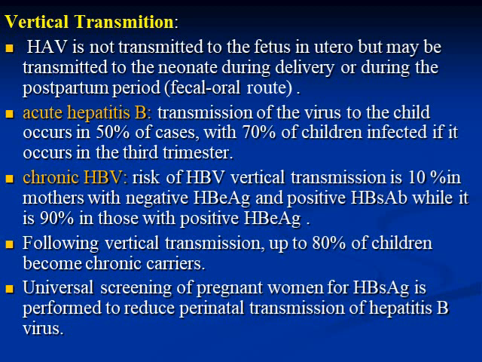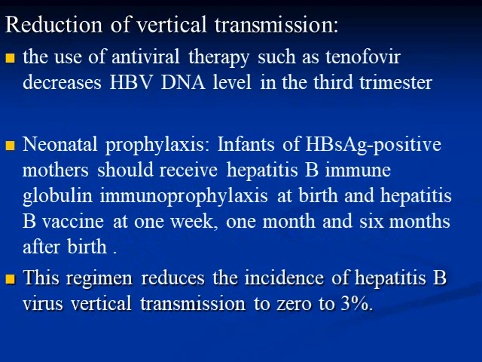Therefore, universal screening of pregnant women for hepatitis B surface antigen should be performed to reduce the perinatal infection of hepatitis B virus, and also to protect the healthcare workers who are dealing with these pregnant women. Reduction of vertical transmission can be done in two ways, either by the use of antiviral therapy such as tenofovir, which decreases the hepatitis B virus DNA level in the third trimester, and therefore decreases the transmission of the virus from the mother to the fetus.